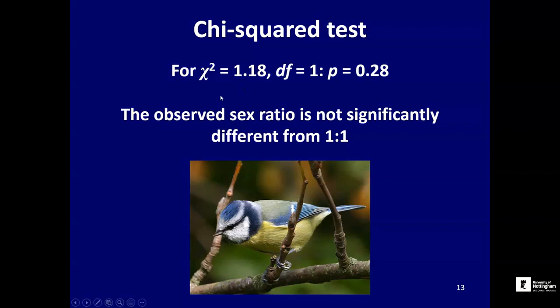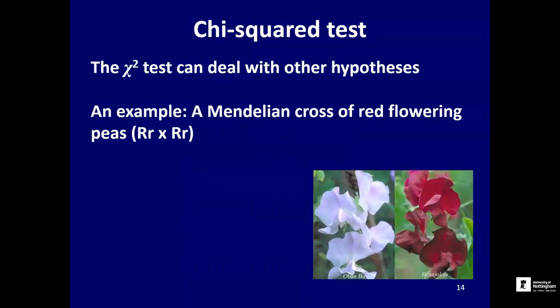So we conclude that the sex ratio we've seen, although there were slightly more males than females, is not significantly different from a 1-to-1 sex ratio, or equal numbers of males and females. So at the moment, we don't have any evidence to think that this blue tit population is in any way unusual. It's conforming to expectations, really. We would expect animal populations in the wild to have equal sex ratios. So happy days.